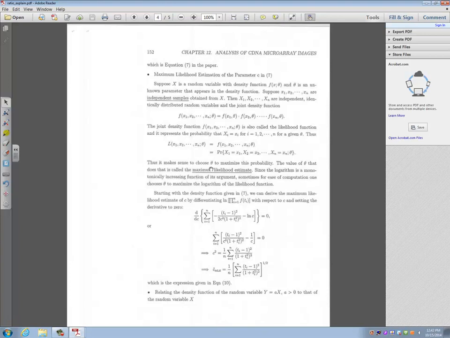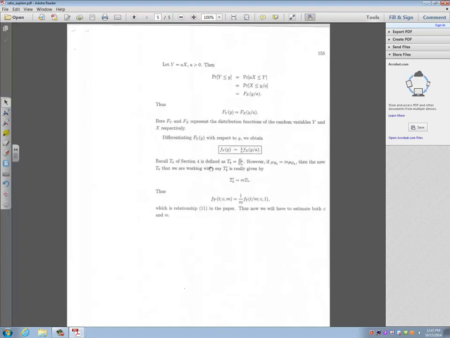So the only thing that was remaining was to show how the density function of the random variable y equals ax, where a is greater than 0 as a scalar multiple, is related to the density function of x. And that is actually an exercise in the first course in probability, and I'll just repeat it here for those who may have forgotten.